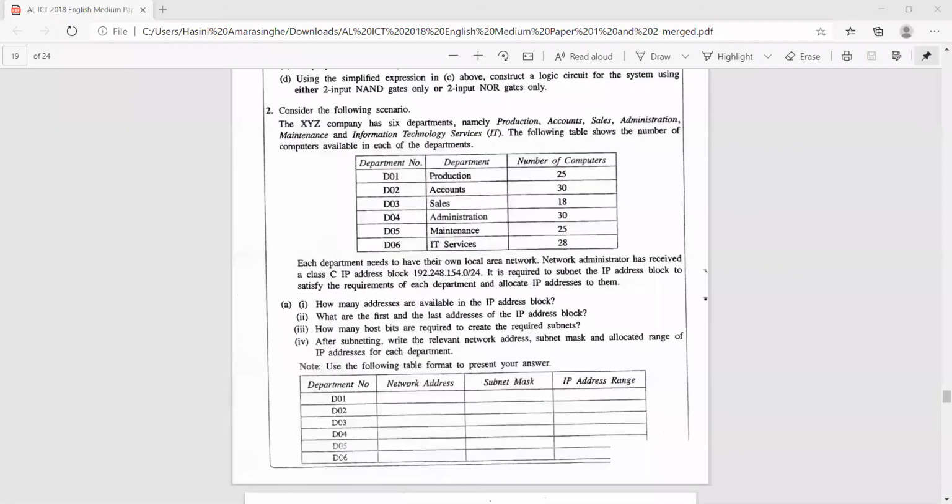Okay, this is a 2018 question. So we'll do the part A. Part A only is calculation of IP addresses and all that. Okay, we'll start that.